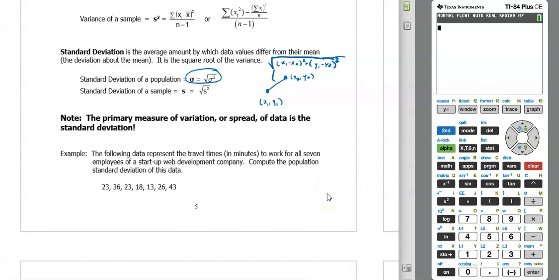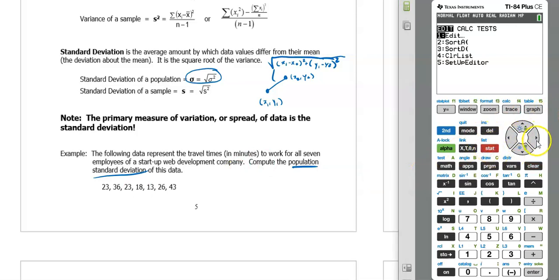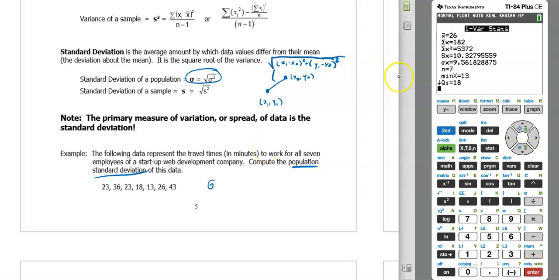And here we have predictably the same data set, the same 7 numbers, and we're going to find the population standard deviation. Now these are still in my calculator in list 1, and the population and sample standard deviations are things that are in 1-var stats. So I'm going to do 1-var stats for list 1, and the population standard deviation, of course, is this one over here that has the sigma. The S corresponds with the sample standard deviation, and that is going to give us 9.56.